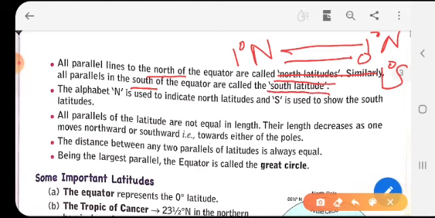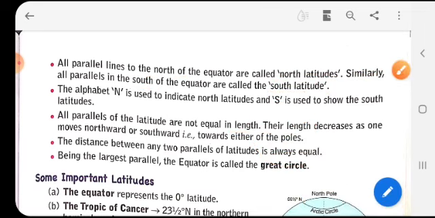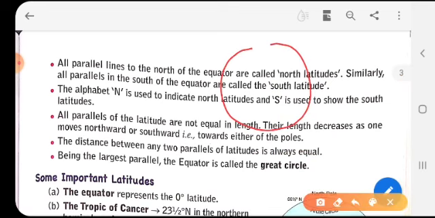All parallels of latitude are not equal in length. So children, as you know, the Earth is a sphere. The center line is the biggest line, and all the latitudes drawn below or above gradually decrease in size since it is a sphere. The distance between any two parallels of latitude is always equal. So, children, when two latitudes are drawn, the distance is always equal. This distance will be equal to this, and so on.